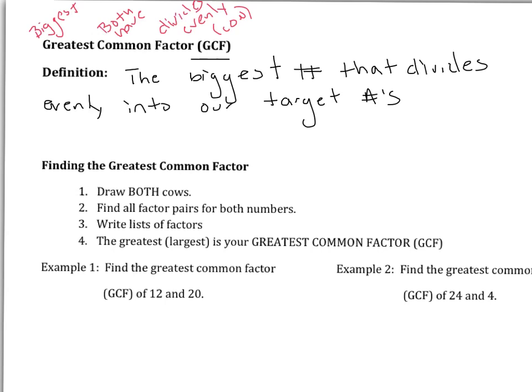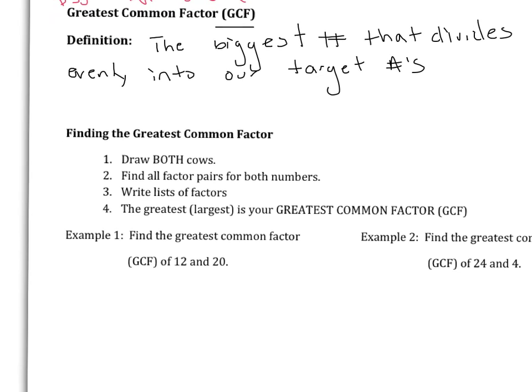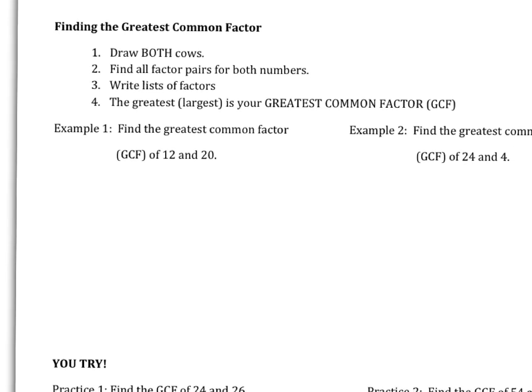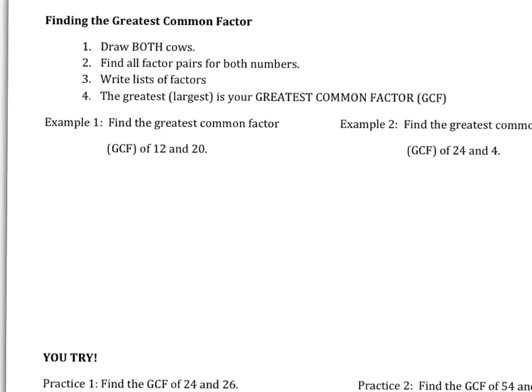So let's go through a couple of examples, and I think it will start to make sense what the GCF is and how it's going to work. So I'm going to go down here where it says example 1. And our question says, find the greatest common factor, or the GCF, of 12 and 20.